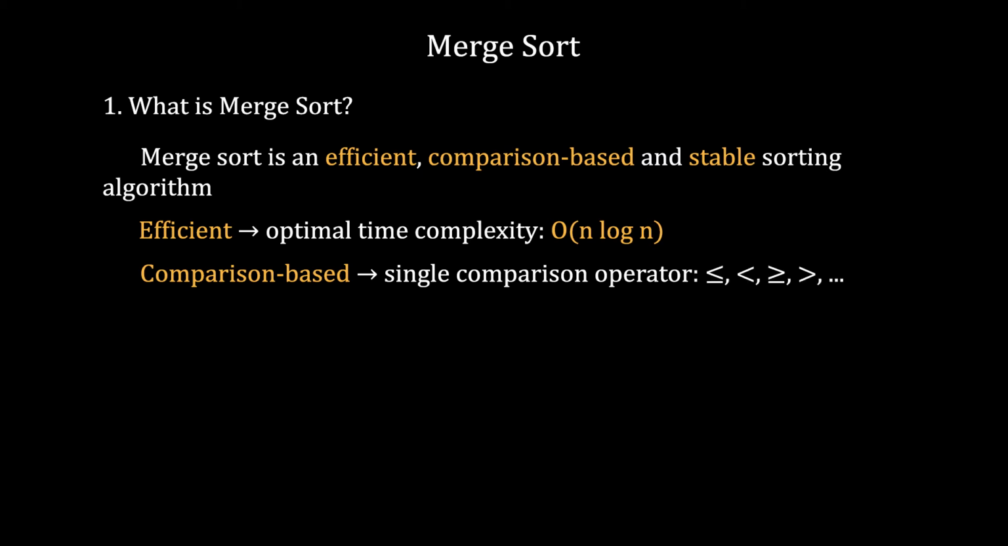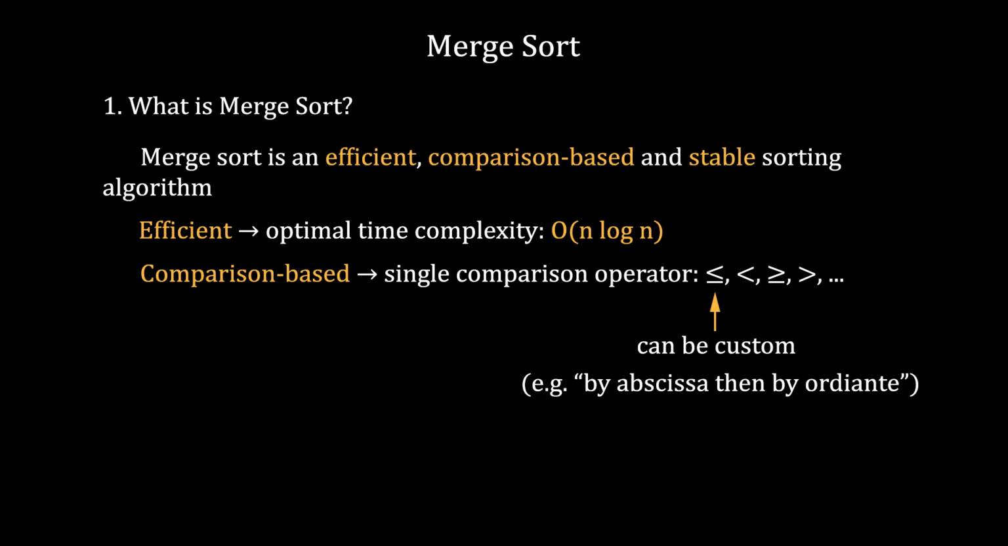Some examples of these operators are less than or equal to, less than, greater than or equal to, greater than, and so on and so forth. Note that these operators could even be custom defined. For example, when we want to sort an array of two-dimensional points, we might define the less than or equal to operator as the principal by abscissa and then by ordinate.